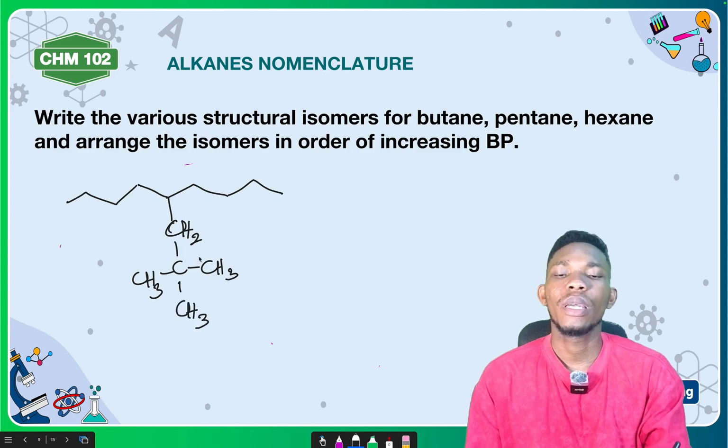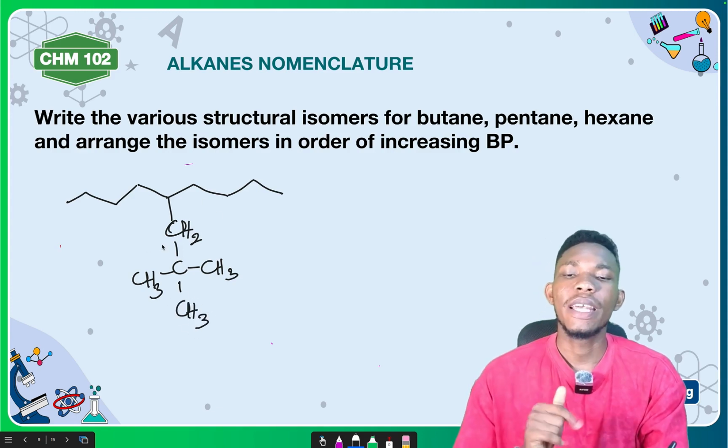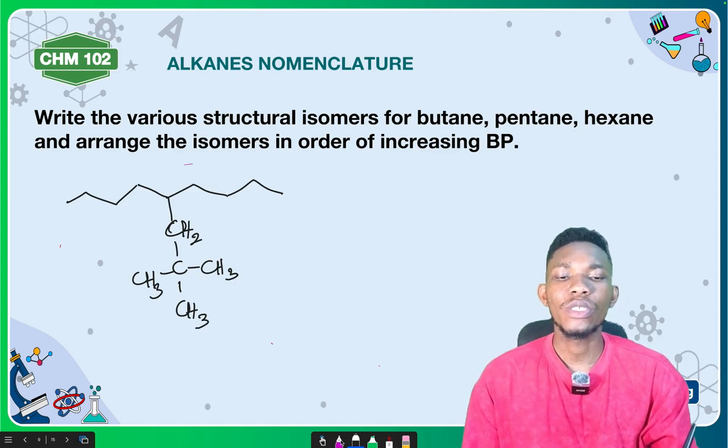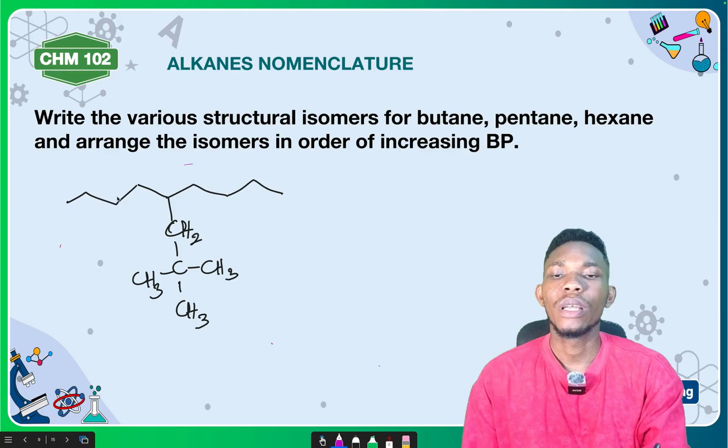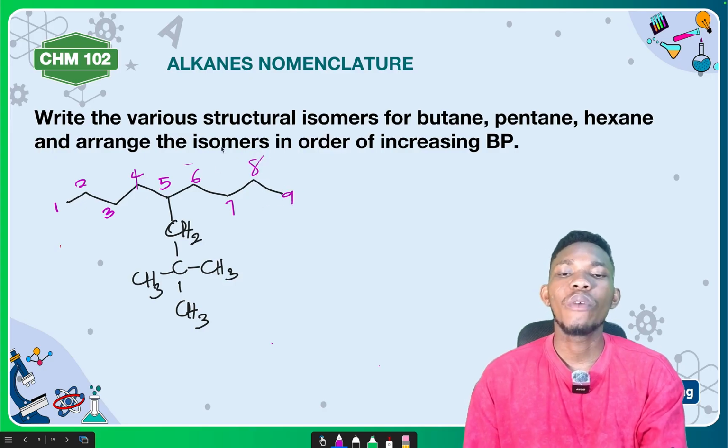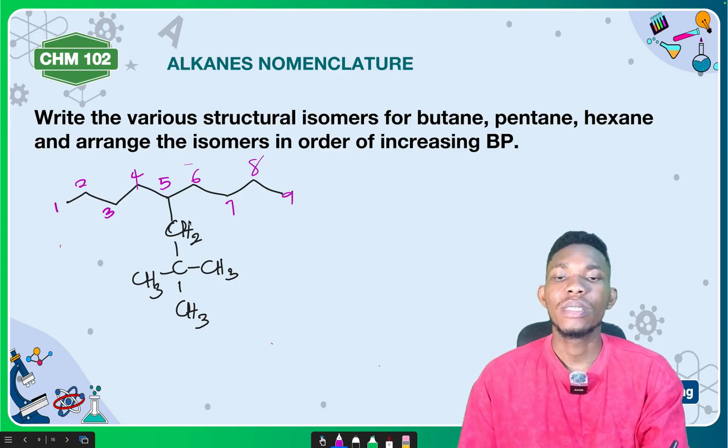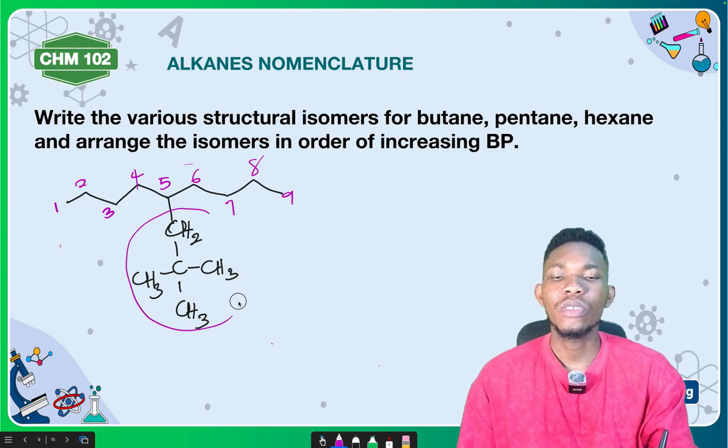How do you name a compound of this nature? It's very, very easy. First of all, you know the substituent. Let's number this 1, 2, 3, 4, 5. Whichever direction you number from, it still gives you 5, 4, 5, 6, 7, 8, 9. Now, my dear student, which of them is the substituent? This group here is a substituent. It is attached to the bigger compound at position number 5.